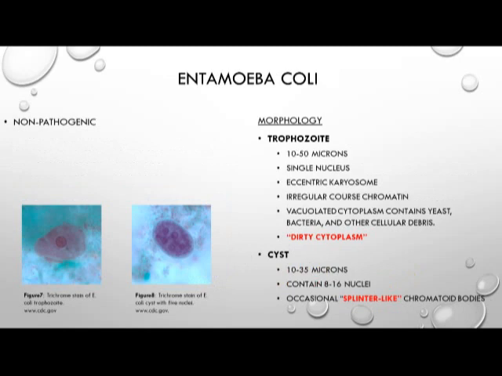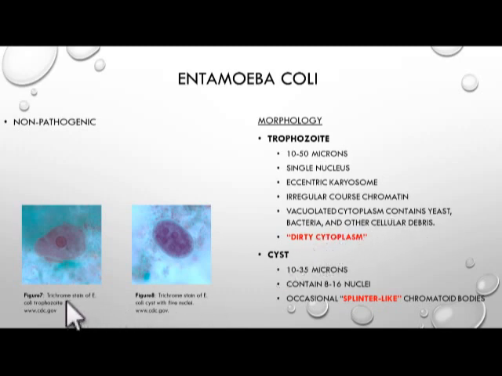Next, we have Entamoeba coli. It is also non-pathogenic. It is a little bit larger, at 10 to 50 microns, with a single nucleus. It has an eccentric karyosome, which is not smack in the middle. It's not going to have that bullseye impression. It has an irregular coarse peripheral chromatin. It is often vacuolated. It has a vacuolated cytoplasm, which can often contain yeast, bacteria, or other cellular debris. This is known as a dirty cytoplasm.